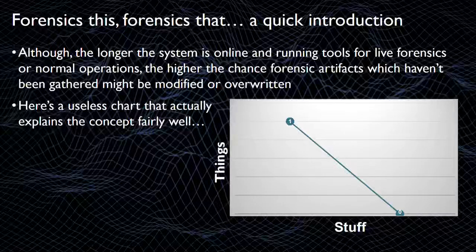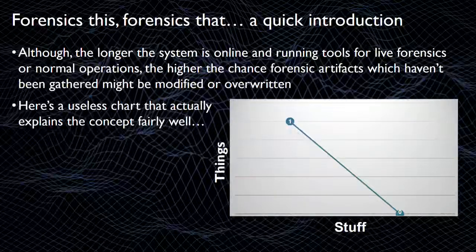So, live forensics is great. It's quick, you can scope things, but the longer a system's online and running, whether it's live forensics tools running or whether it's normal operations running, the higher the chance that forensic artifacts that haven't been gathered or parsed will have been modified or overwritten. And here's a useless chart that I put together for you that basically details, and it actually works very well. As more stuff happens, things decrease.